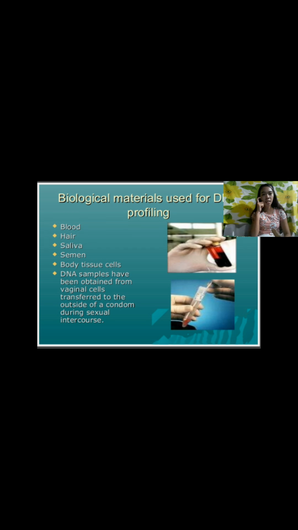Next, let's proceed to the biological materials used for DNA profiling. First is the blood, next is the hair, next is the saliva, semen, body tissue cells, and DNA samples have been obtained from vaginal cells transferred to the outside of a condom during sexual intercourse. So first, forensic hair analysis can be done to help identify a criminal by evaluating hair structure and DNA from cells attached to the root of the hair.